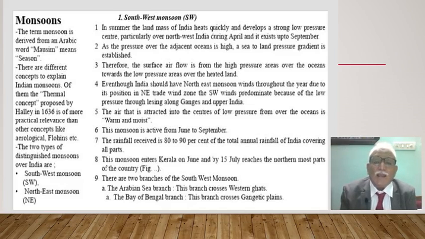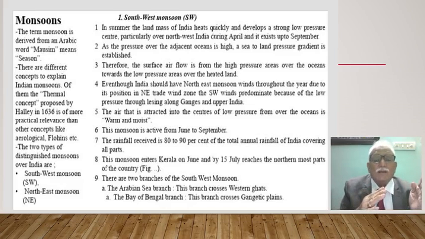In summer, the land mass of India heats quickly and develops a strong low pressure center, particularly over the northwest during April. That means during the month of April, when hot summer is going on, the land in the northwest becomes so hot and a low pressure is developed there. Once there is a low pressure developed, as the pressure over the adjacent ocean is high, a sea to land pressure gradient is established.